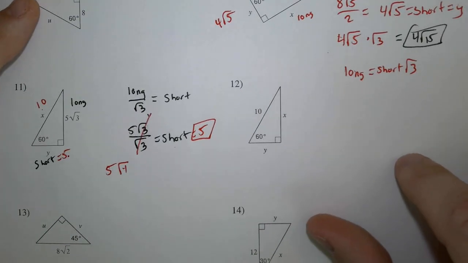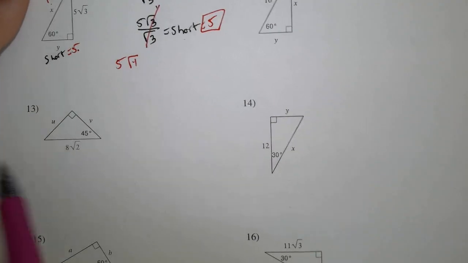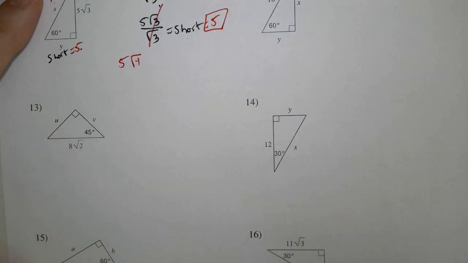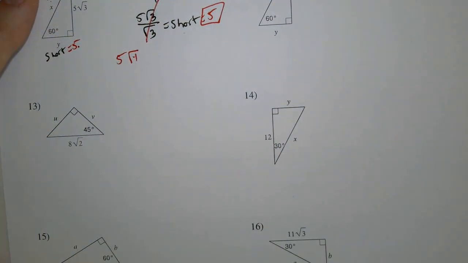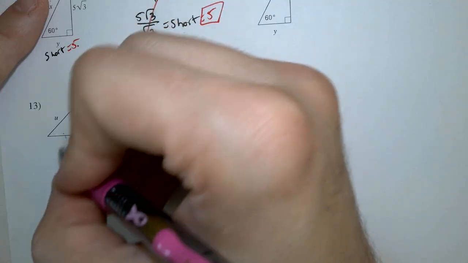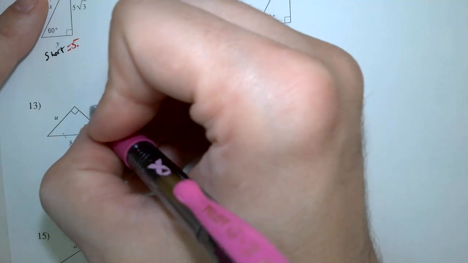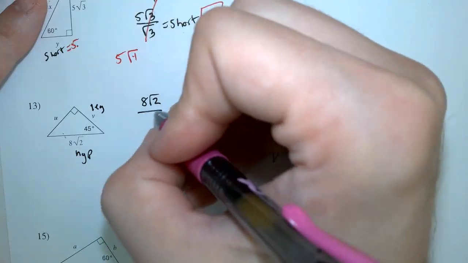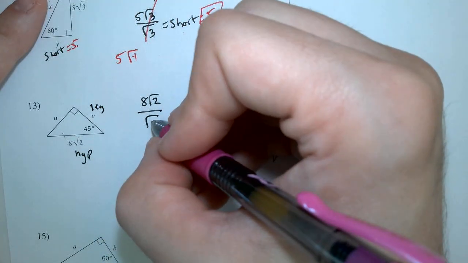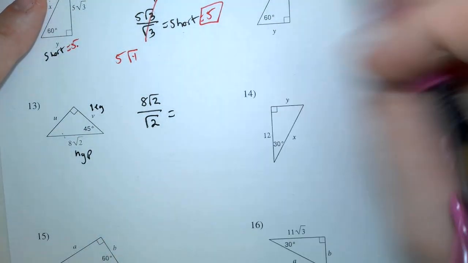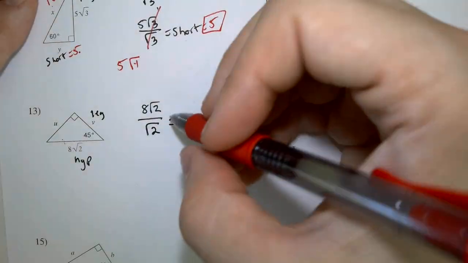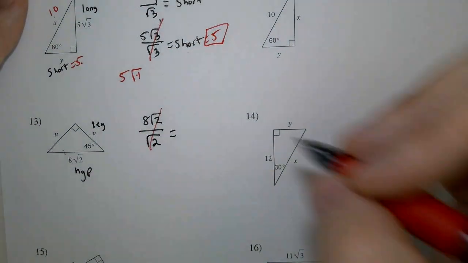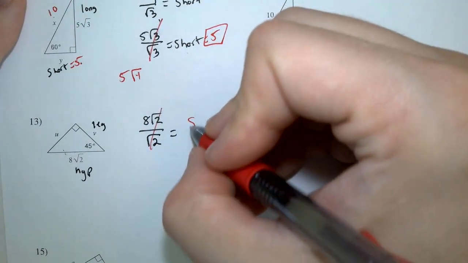Okay? Let's try 13. Uh-oh, not a 30-60-90. It's a 45-45 triangle. We've got to think back. How do we go from the hypotenuse to any of the legs? Because they're the same. You take your hypotenuse and don't divide by 2. You divide by the square root of 2. And just like the last problem, what's in the radical can cancel or divide, and you're just left with 8.